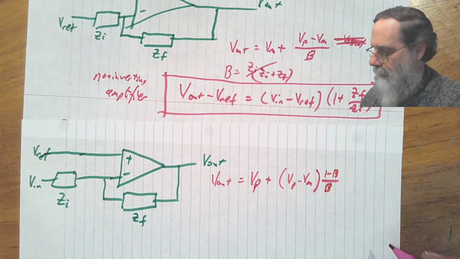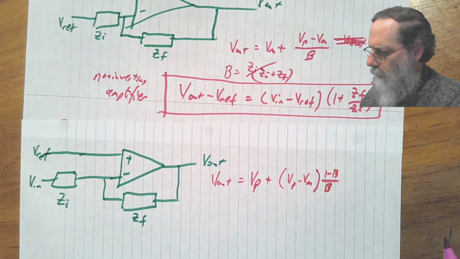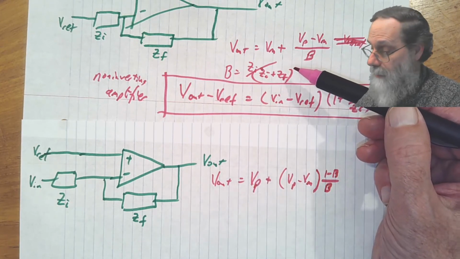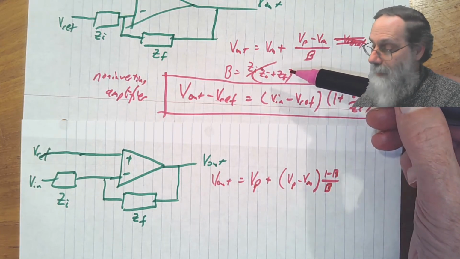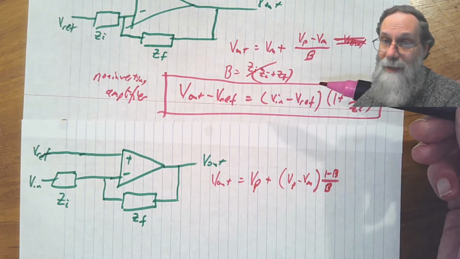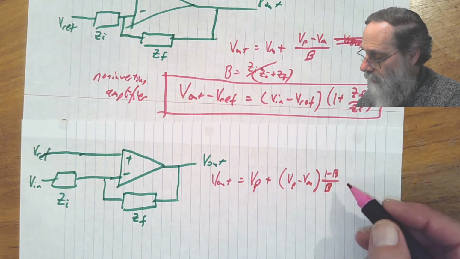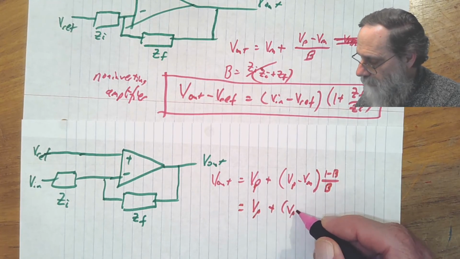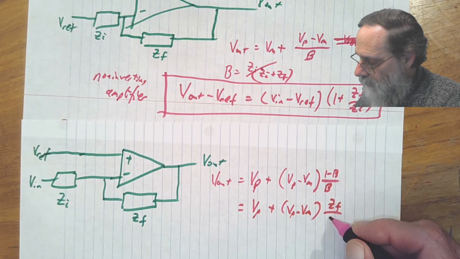Okay. So far so good. What's 1 minus B over B? Well, 1 minus B over B, if we go back up here to what B was, that's going to be ZF over ZI plus ZF divided by ZI over ZI plus ZF. The ZI plus ZFs multiplied top and bottom cancel, and so this can also be written as VP minus VM times ZF over ZI.